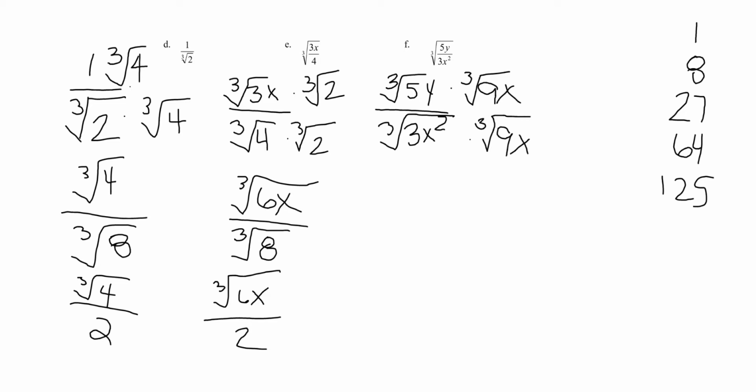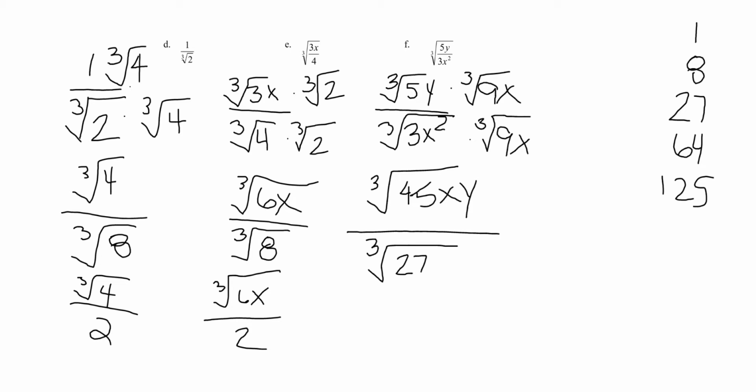Okay, so on the top, I'm going to end up with the cubed root of 45xy over the cubed root of 27 x cubed. And then when I simplify, on the bottom, I will have 3x. And on the top, there's really nothing that I can pull out of it. So it's just going to be the cubed root of 45xy. And that's our final answer.